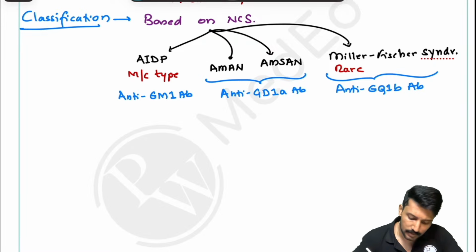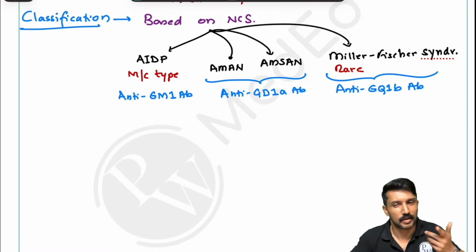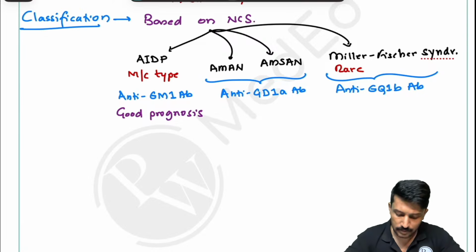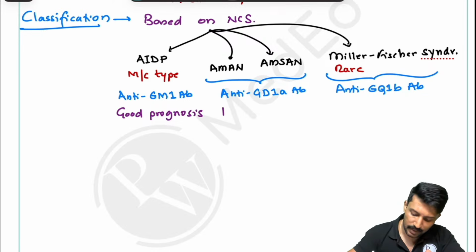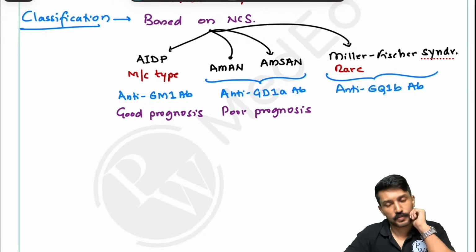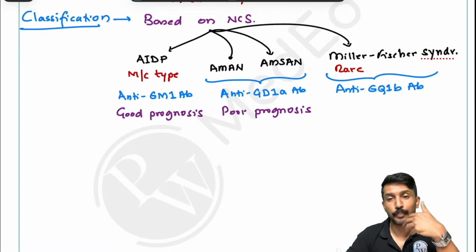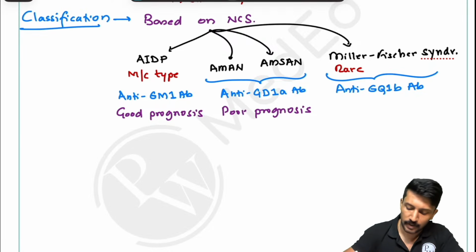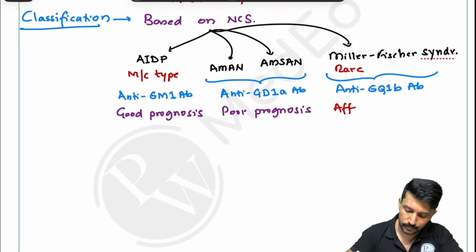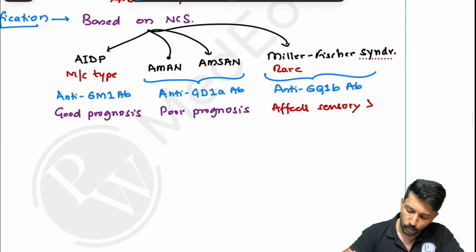And what we know so far is if there is demyelination, prognosis is good because remyelination can happen efficiently. So this carries good prognosis. But if there is axonal injury, these both carry poor prognosis because there is axonal injury. Now Miller-Fisher actually is mixed axonal as well as demyelination, but Miller-Fisher has some peculiarities. What is it? Miller-Fisher primarily affects sensory neurons more than the motor neurons.